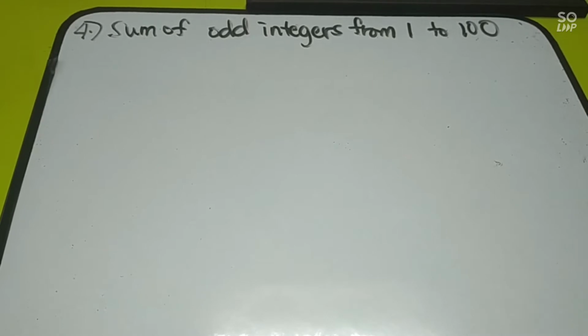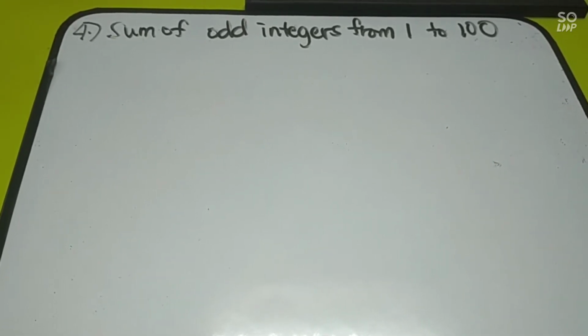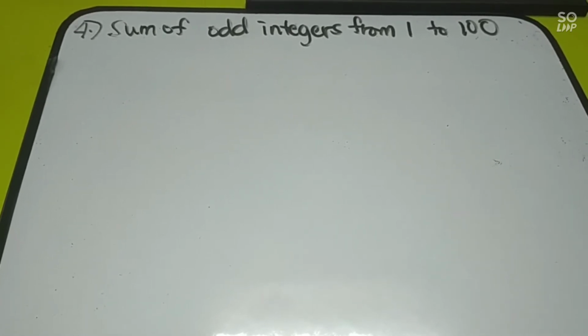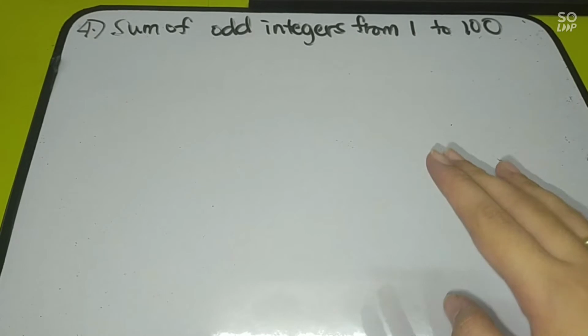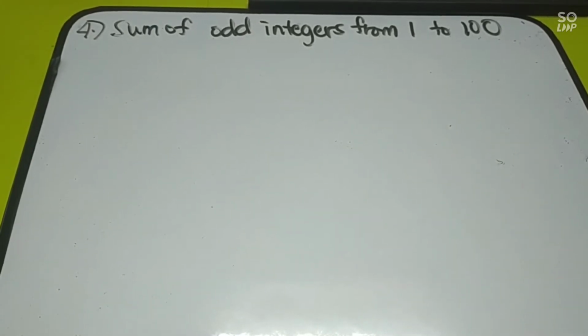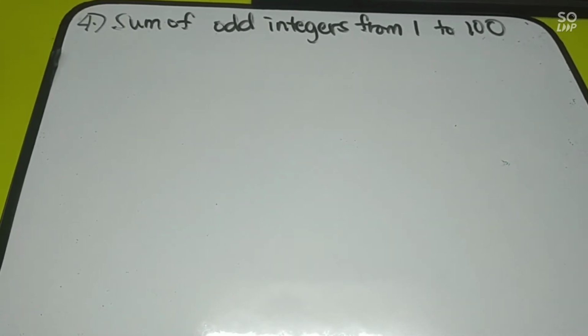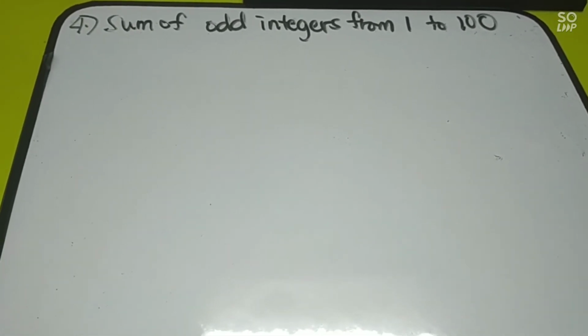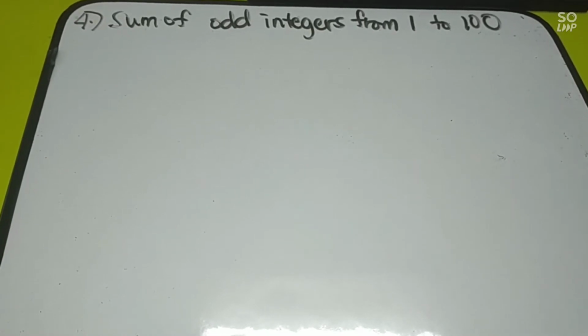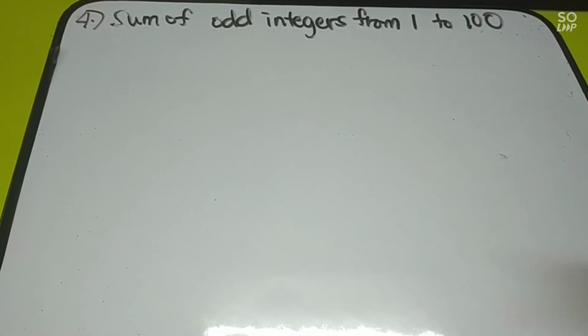Number 4. Find the sum of odd integers from 1 to 100. So, dito, kailangan alam mong intindihin yung question. Odd integers daw from 1 to 100. Ano-ano ba yung mga odd integers? Okay, so, since from 1 to 100, mag-i-start ka kay 1 hanggang 100. Lahat ng odd integers from 1 to 100.